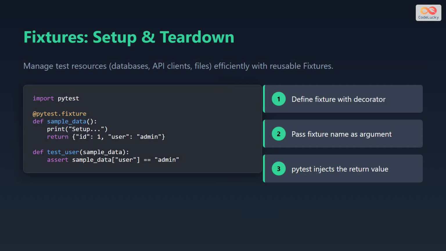For setting up test data or connections, we use fixtures. Instead of setup and teardown methods, you define a function decorated with @pytest.fixture. You can then request this fixture by name in your test function arguments, and pytest handles the dependency injection automatically.